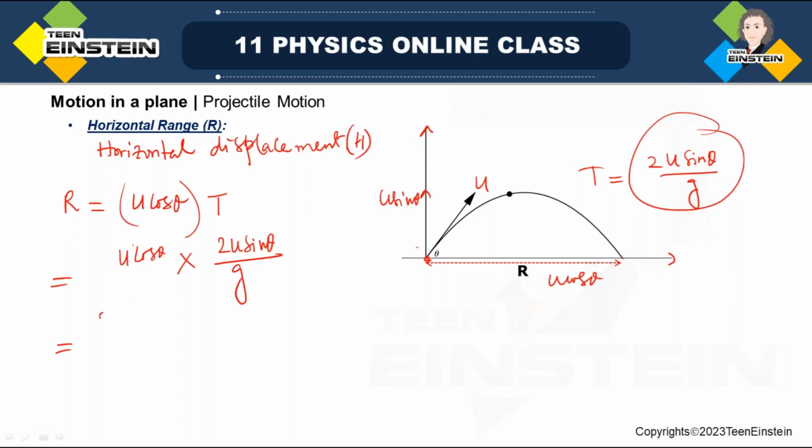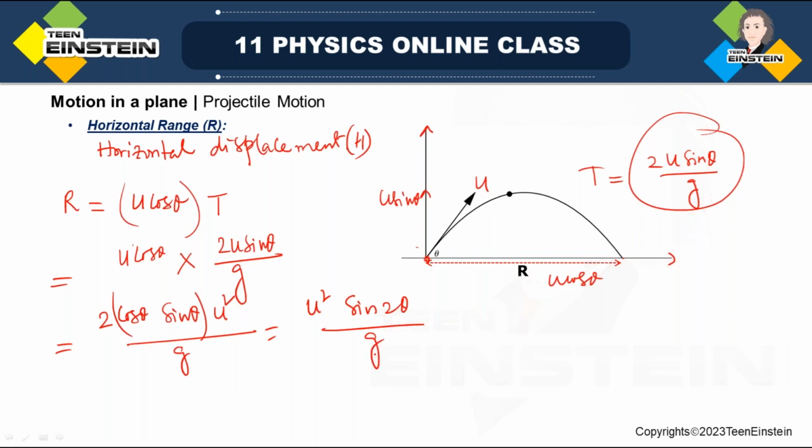Okay, now see 2 cos theta into sine theta, and this is u square. So you know this will be u square sine 2 theta by g. This is the horizontal range. Now you can see here, this horizontal range depends on the angle of projection. Not only that, it depends on the initial velocity as well.